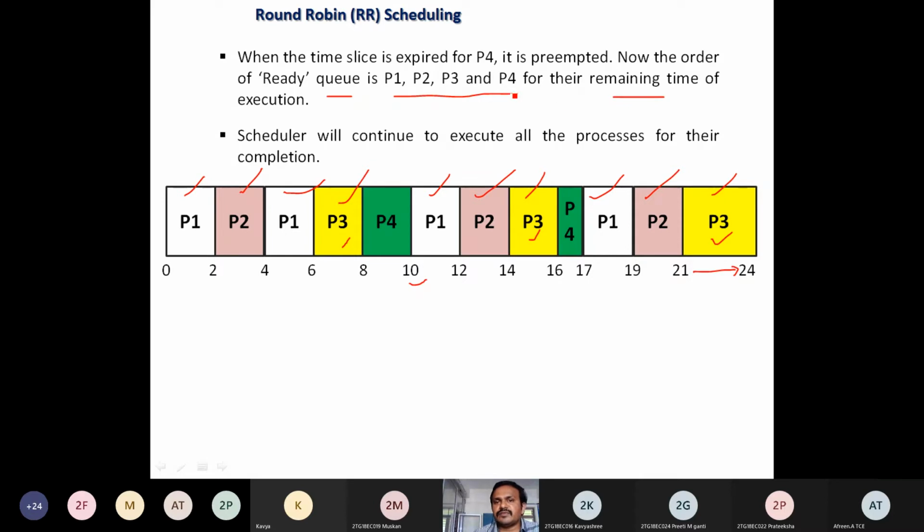Then what about P4? P4's completion time is 3 milliseconds. So it is going to take how much? 1.5 time slots. You can observe here P4 is 2 milliseconds, then 1 millisecond.